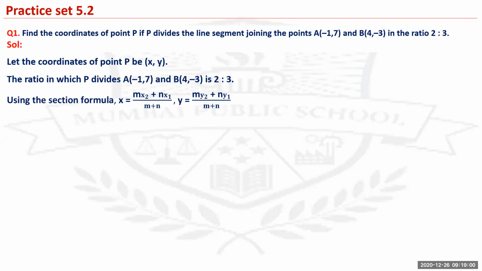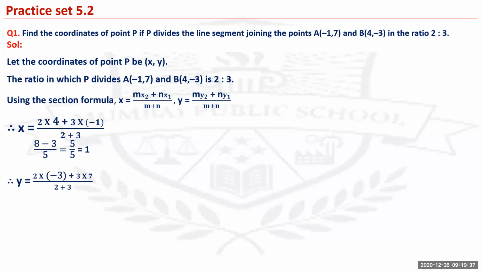Using the section formula, what do we get? x equals mx2 plus nx1 upon m plus n, y equals my2 plus ny1 upon m plus n. Therefore, by substituting the values, you'll get 2 into 4 plus 3 into -1 upon 2 plus 3. So that equals 8 minus 3 upon 5, that is 5 upon 5, that equals 1.